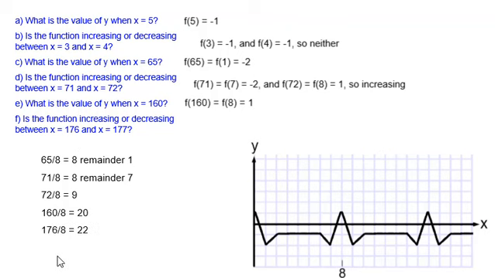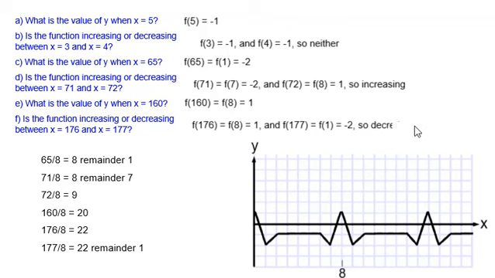For F, we are concerned with the portion between x equals 176 and x equals 177. I divide both of those by 8. 176 divided by 8 gives exactly 22, and 177 divided by 8 gives 22 with a remainder of 1. Therefore, f(176) is the same as f(8), which is 1, and f(177) is the same as f(1), which is -2. Therefore, my function has to be decreasing.